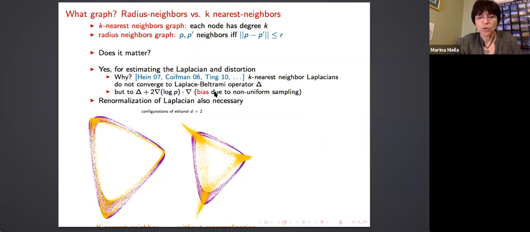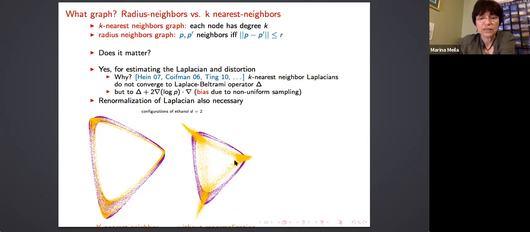Yes, so there are various ways to construct a graph. Some people say nearest neighbors, some people say all the neighbors within a radius. K nearest neighbors is by far more popular. Also, it's very popular to say it doesn't matter. But the truth is that it does matter very much. Yes, and here I show this.